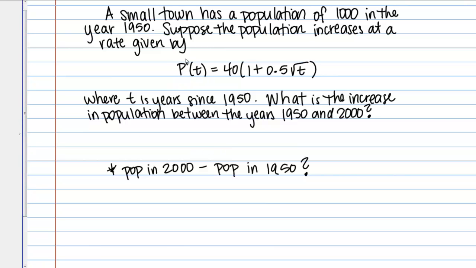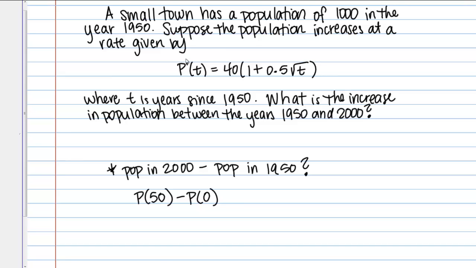Okay, well, we're given p prime of t, which is the rate of change of the population, right? So p represents the population. And then we're told t is years since 1950. Okay, so if I were to translate this into a mathematical representation, the population in 2000 would be p of 50, right? Because 2000 is 50 years from 1950, so the population at t equals 50, minus the population at 0, at 1950, which is our starting point. So this is what I'm trying to find, p of 50 minus p of 0.